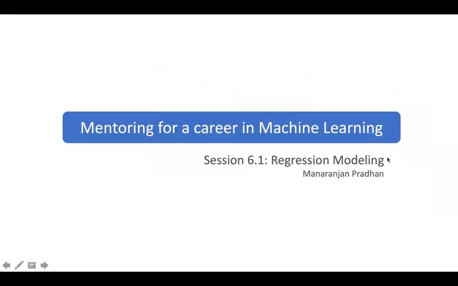Now let's jump into our problem, which is predicting the resale value of a used car, and we'll look at regression modeling. For the next three sessions we will mostly be spending time on regression, and then we'll come to the classification problem.